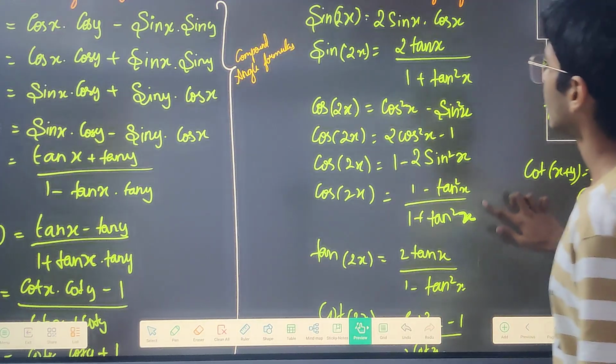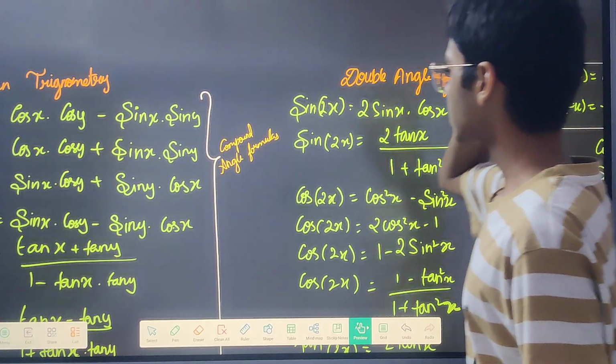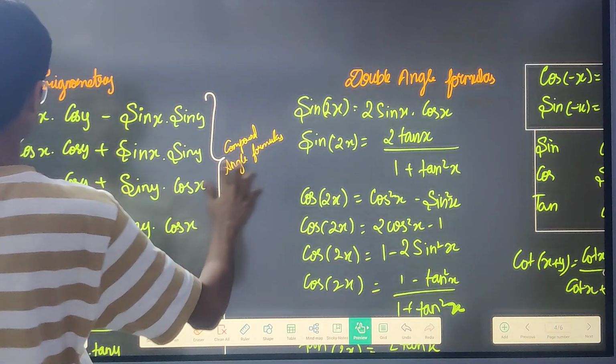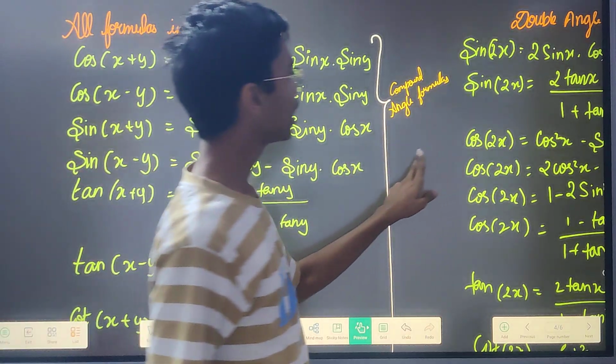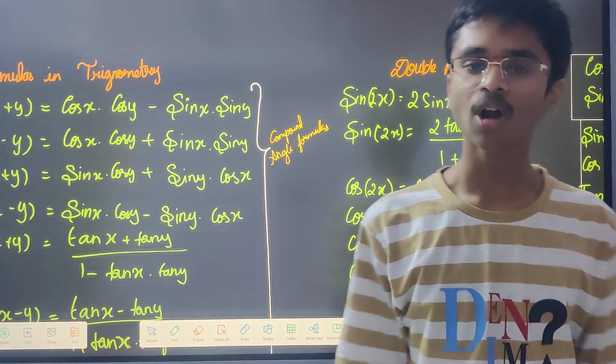Next we are going to have sin 2x. What is sin 2x? All you have to do is take sin(x plus y) and in place of y, substitute x. So sin 2x is equal to 2 sin x cos x.